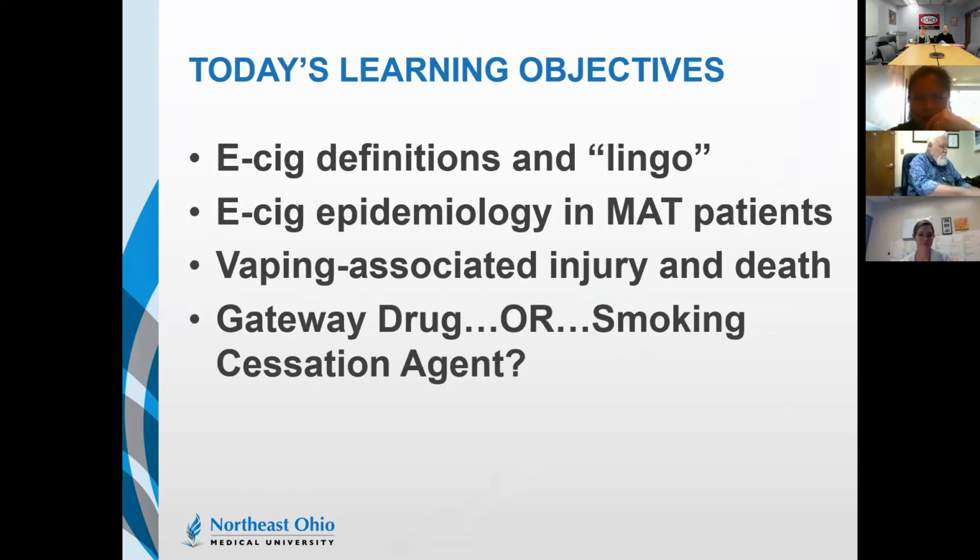These are the 4 things that I want to talk about today. The first one is definitions of e-cig and e-cigs, and also learning some of the lingo, which is actually super fascinating. Talk about specifically e-cig epidemiology in our MAT patients, including methadone and buprenorphine. That's where most of the data is. I did not see any articles about e-cigs in people that use Vivitrol. So then I'll spend a few minutes talking about vaping-associated injury and death.